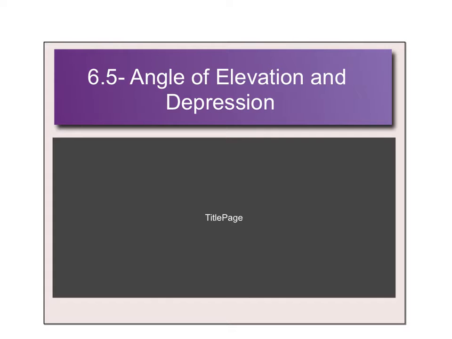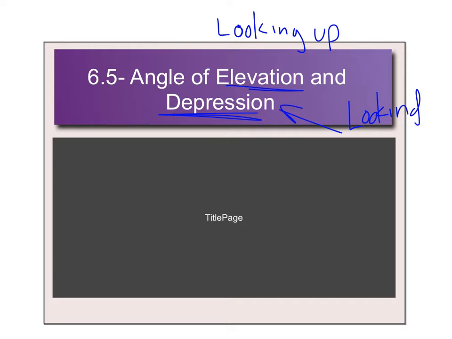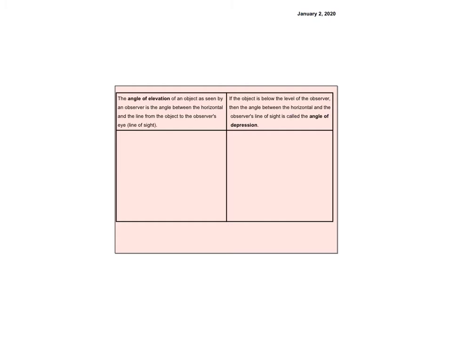This is Mr. Heeren, and today we are going to talk about 6.5, angle of elevation and depression, kind of what that means. So elevation, just like how it sounds, means you're looking up, and depression means you are looking down. So that's kind of where we're starting.